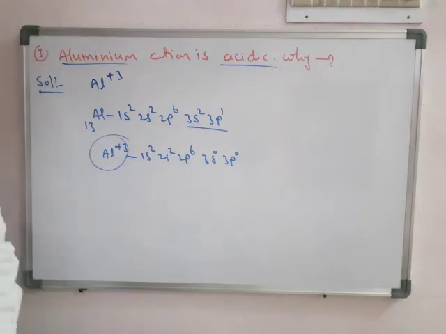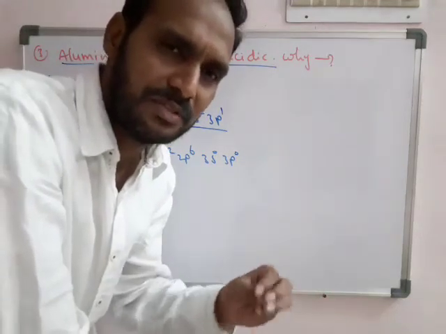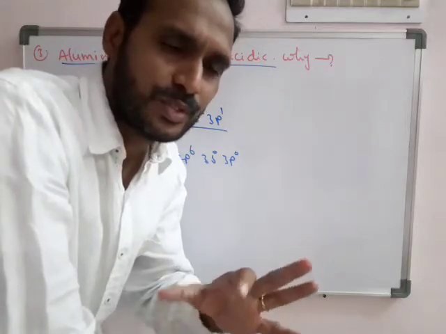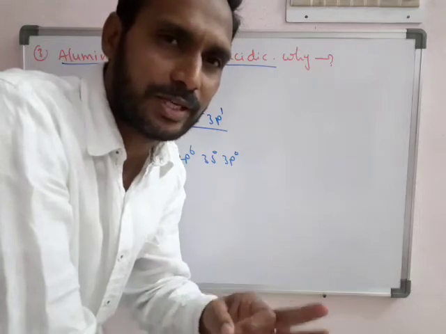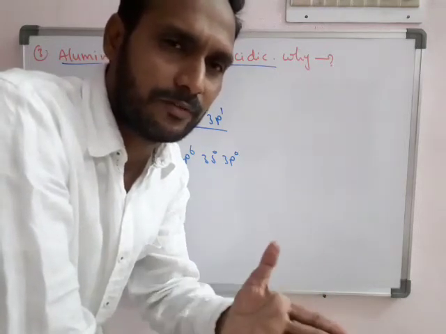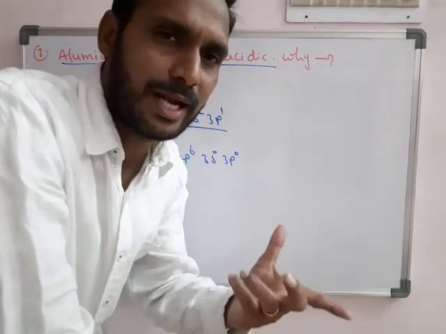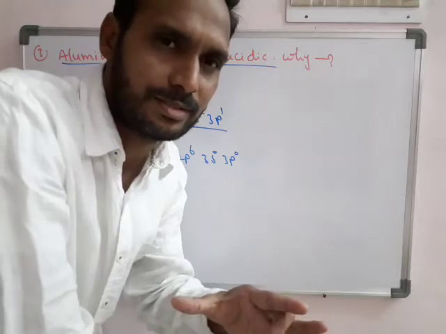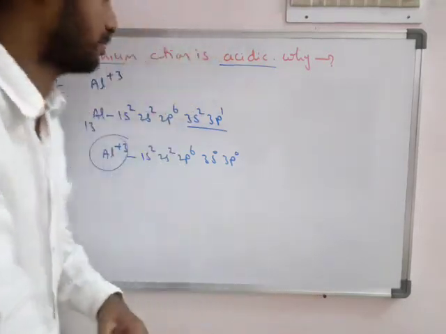Vacant orbitals. We know that all cations are Lewis acids, because cations are electron deficient. Simply, we can write that all cations are electron deficient. Therefore, they are ready to accept an electron pair, and according to Lewis theory, they are acids. But here a separate question is given, so I have to explain it.